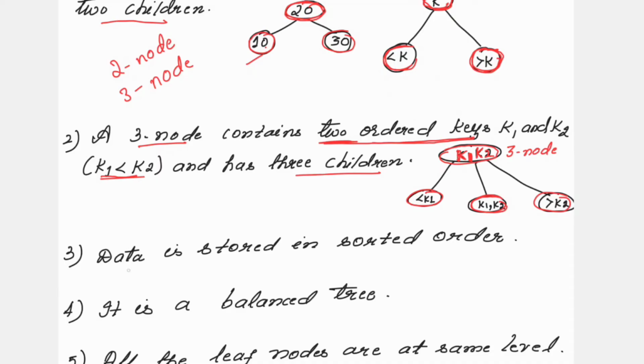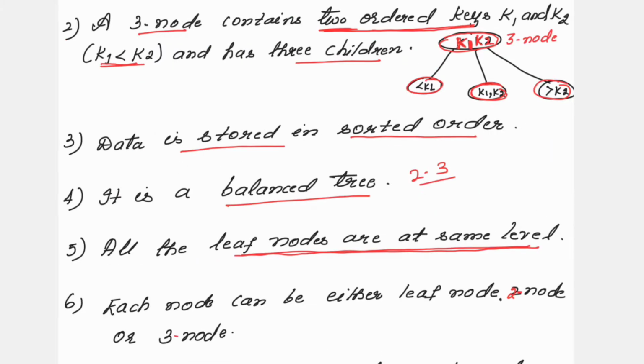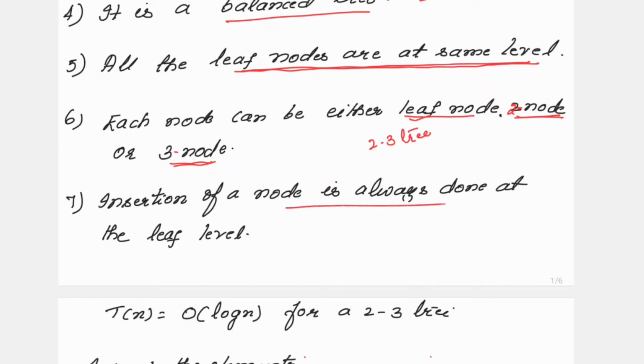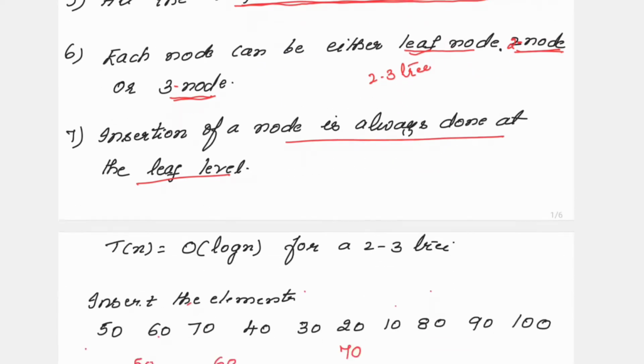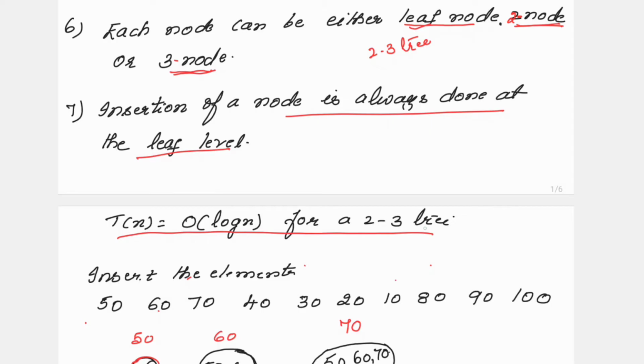The other features of the 2 to 3 tree are that data is stored in a sorted order. It is a balanced tree. So each node can either be a leaf node, or a 2 node, or a 3 node. And insertion of a node is always done at the leaf level. So whenever you want to insert a node in the tree, you are going to place that node at the leaf level. The time complexity for the 2 to 3 tree I'll tell you at the end.